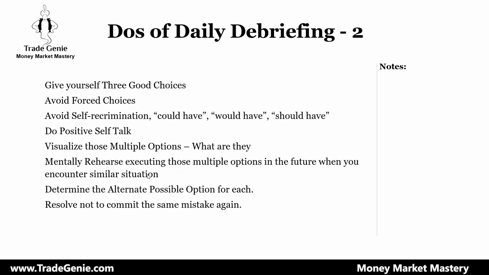So mentally rehearse: close your eyes, go back to the trade, see that trade, and then say, okay, next time when I see the same kind of chart, what was happening, and I made that mistake, I wouldn't do that. So resolve not to commit the same mistake again. If you keep doing it every day in a formal way, taking the charts, spending some time, your mistakes will go away. When the mistakes go away, you will gradually have a positive result.